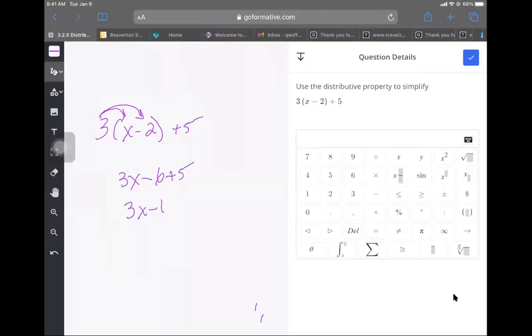Okay, put that in here. 3x minus 1. Boom.